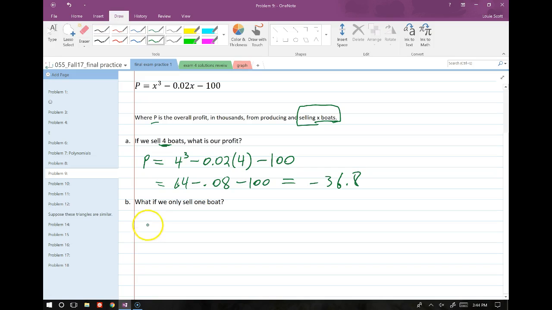How do we do part B, what if he only sells 1 boat? We do the same exact thing. We say P is equal to x cubed. 1 cubed is just 1.